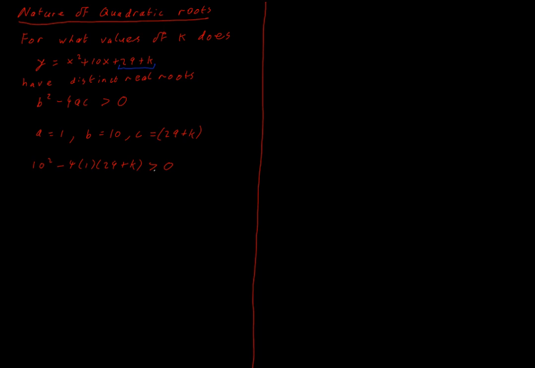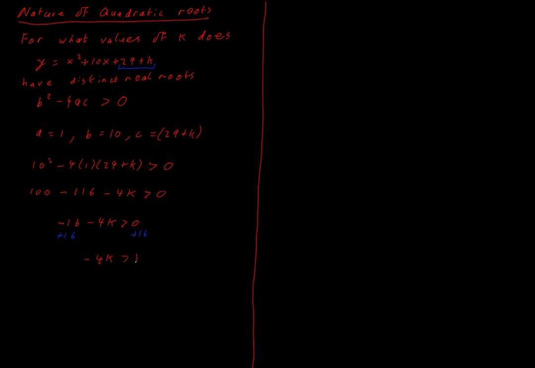Well, now I can see I just have an inequality in k, and so I'm just going to solve my inequality. So I end up with 100 minus 116 minus 4k is greater than 0. And if I take that away, I end up with minus 16 minus 4k greater than 0. Now I need to rearrange my inequality. Now I can add 16 to both sides without any difficulty.